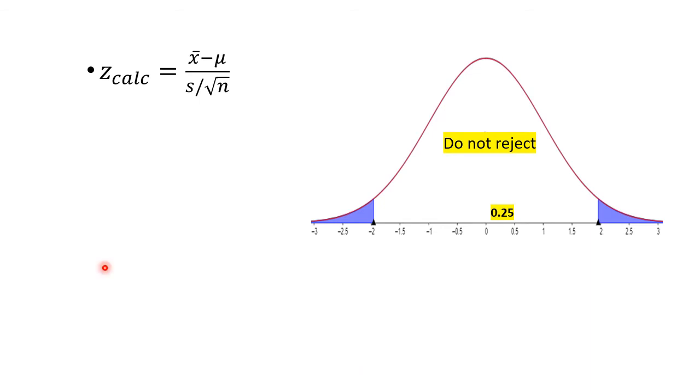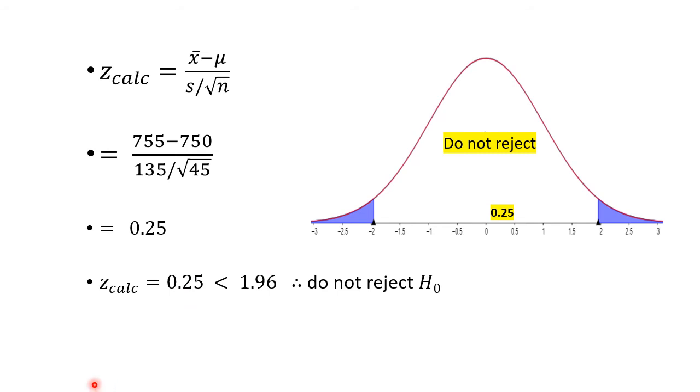When we do our Z statistic, we will do the substitution. We will get 0.25. 0.25 falls in the do not reject area. So our decision is this: since Z calculated or Z statistic is 0.25, which is less than 1.96, therefore we do not reject H naught.